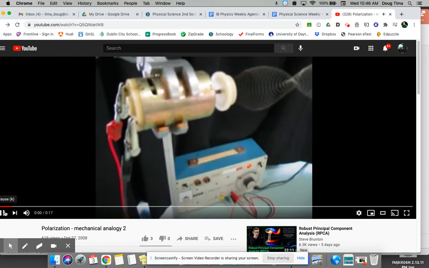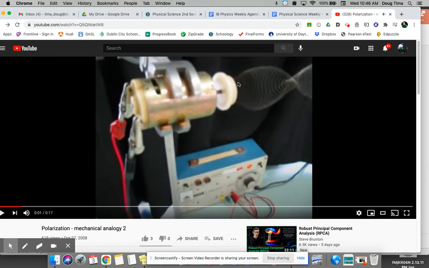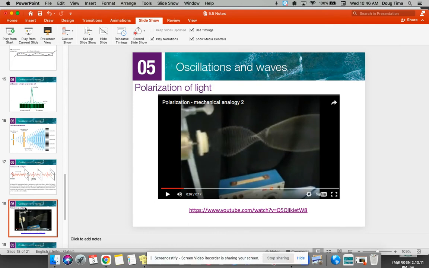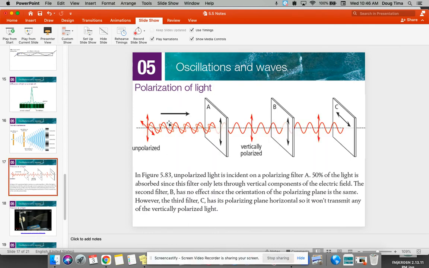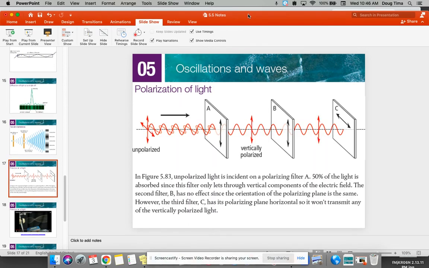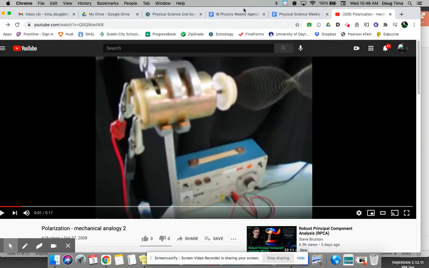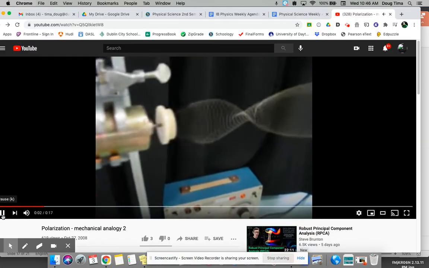Okay, let's watch that one more time. So basically, this is a motor that's oscillating the string. This is oscillating in almost a circle. You can almost tell it's two different ways. It's oscillating it in a circle. So it's basically in the X and in the Y, kind of like our picture back here, in the X and in the Y. And then what they do is they polarize it one time.